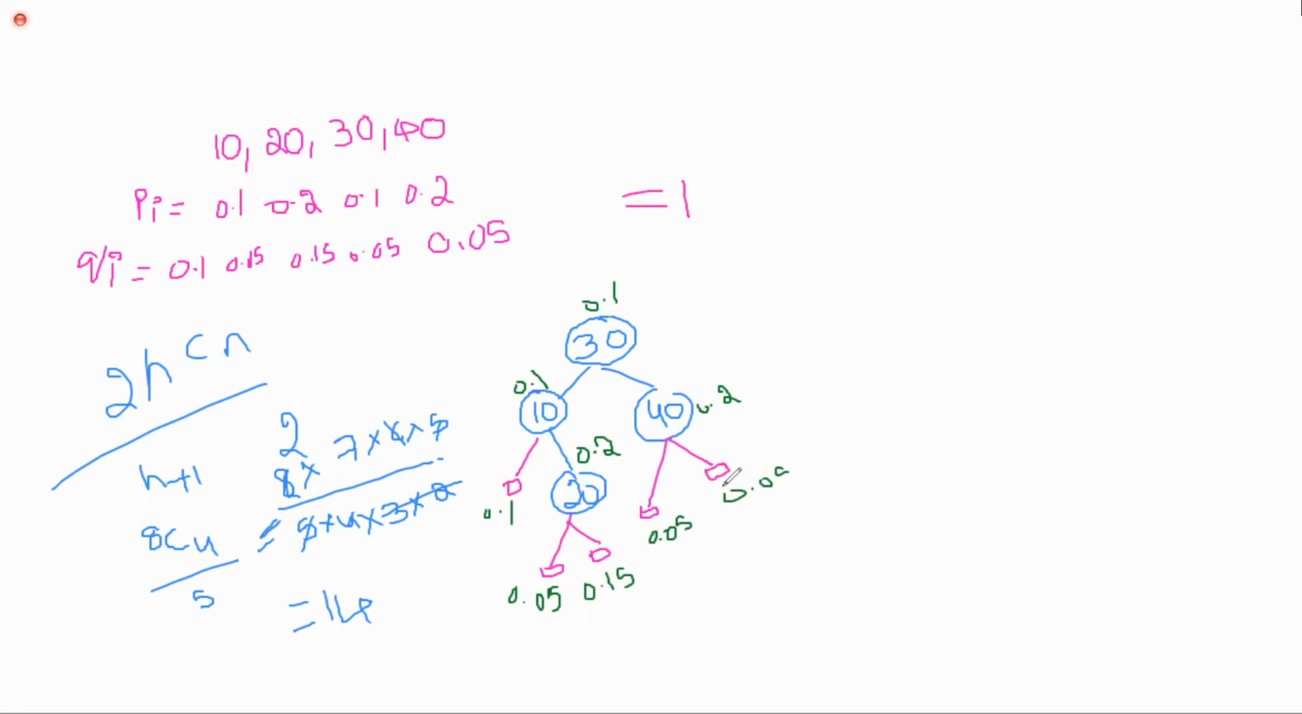When will you say the search is unsuccessful? When you have gone through the entire tree and reached a null node. When you reach the square box or null node, that is an unsuccessful search, which means you are not able to find that particular node in the given tree. That is nothing but the unsuccessful search. Am I clear?